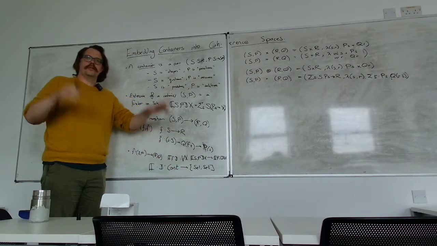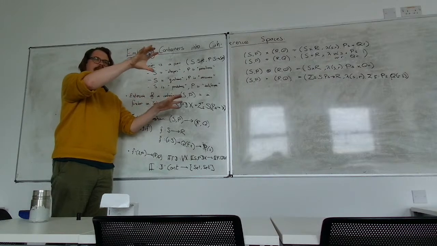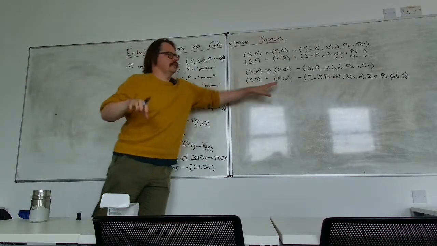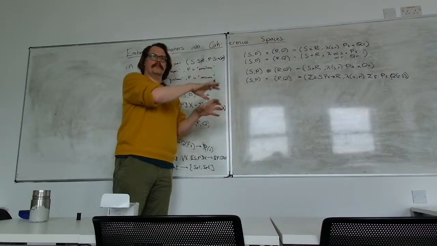So if you've got two containers and you take their extension and then you compose the resulting functors, you can apply this to the two containers and take an extension and you'll get the same thing.